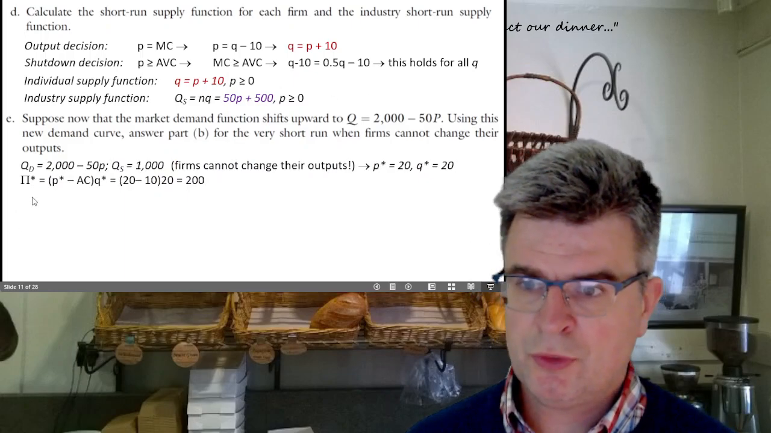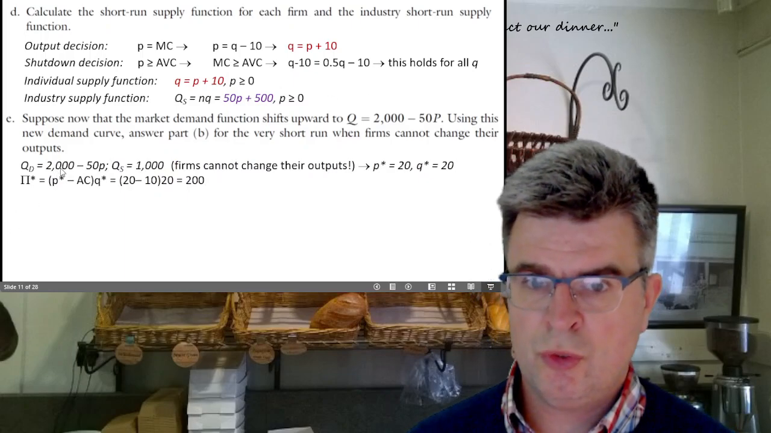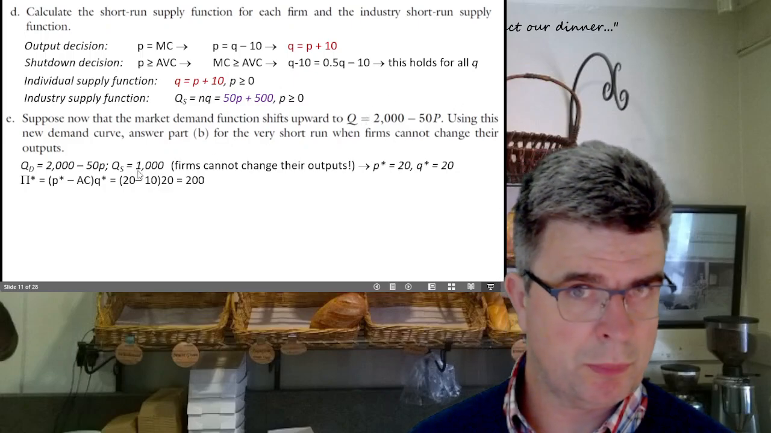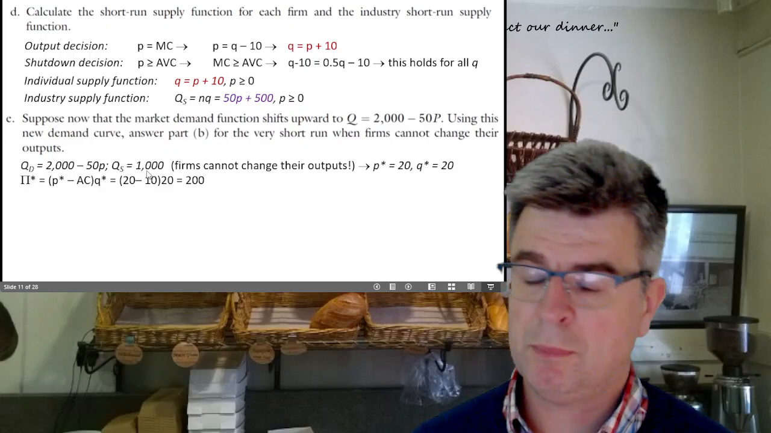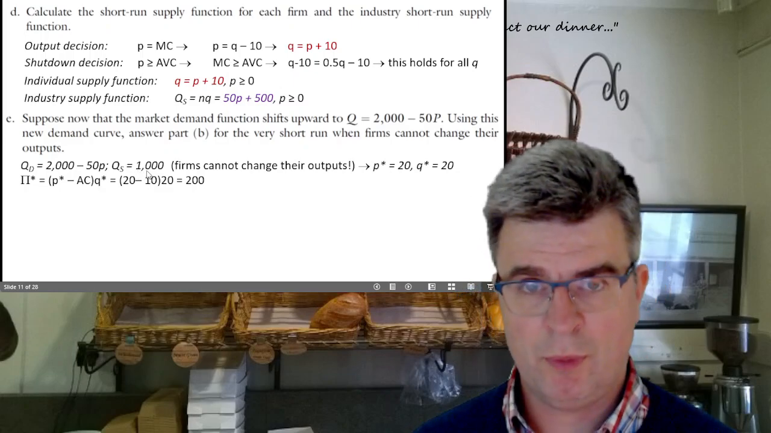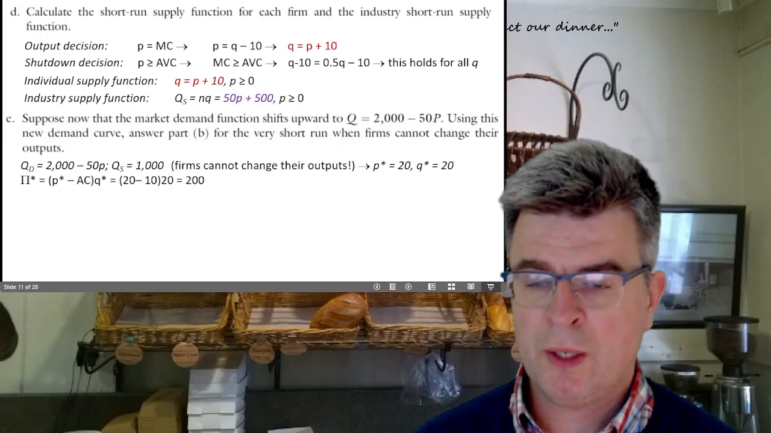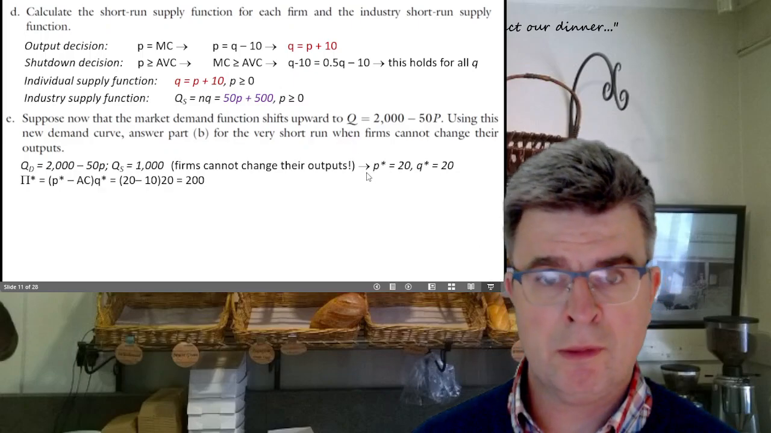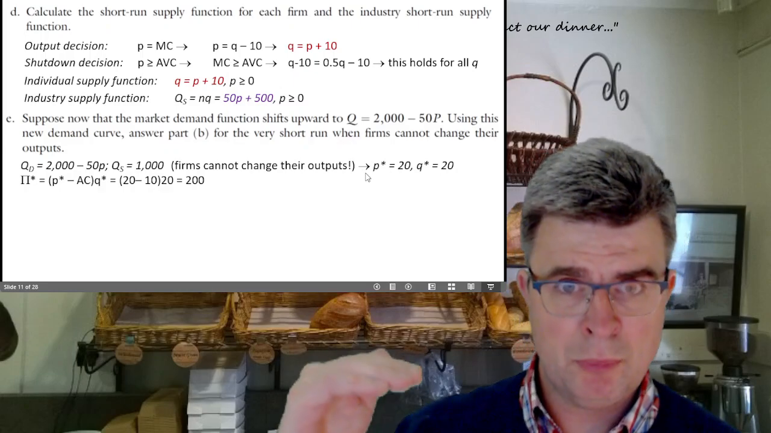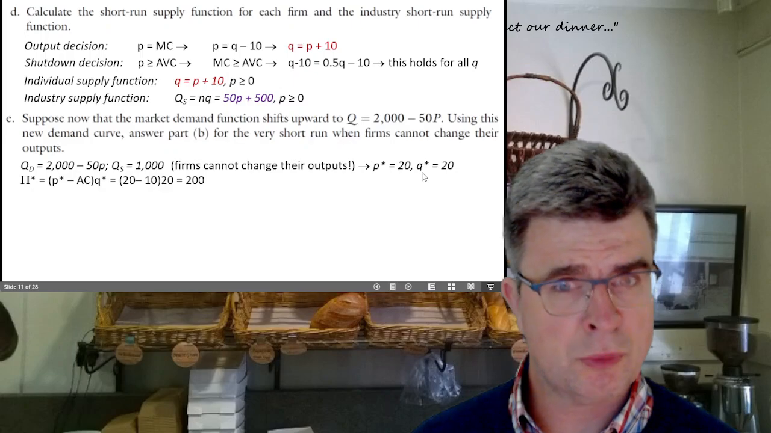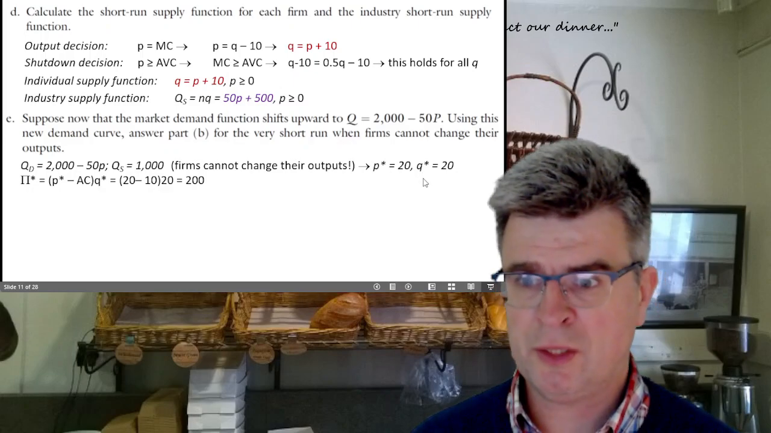So the demand function is 2000 minus 50p in the new situation. Supply is equal to 1000 because the firms cannot adjust. We have 50 firms producing a quantity of 20 each. So in the very short run, the equilibrium price will adjust upward, reach a new level of 20, and the quantity supplied by each firm will remain 20.